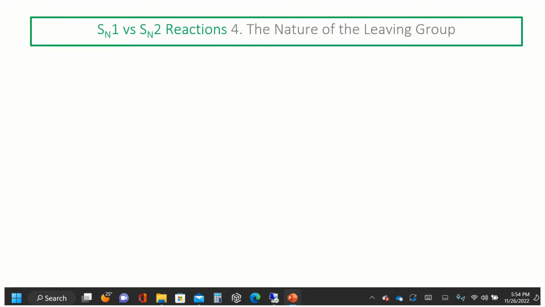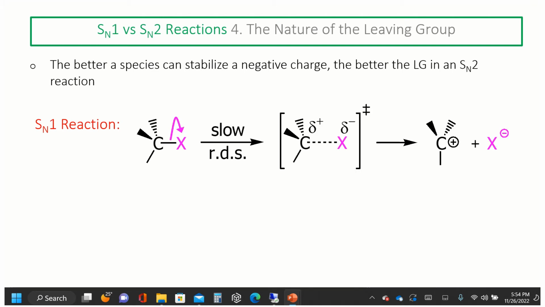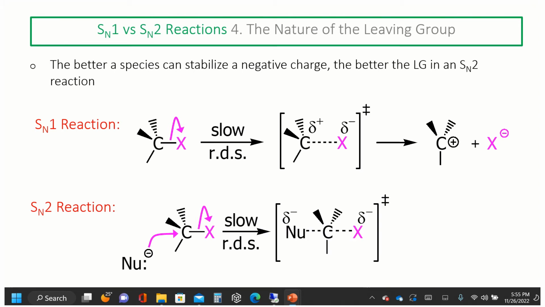Let's look at the nature of the leaving group because they are both important to us. The better the species at stabilizing the negative charge of that leaving group, the better it is in both an SN1 or SN2 reaction. Here in an SN1 reaction, if you can stabilize that species, then it will be much faster. In the case of the SN2, again, it would be great if you could stabilize that species. So the better the leaving group, the faster the reaction.